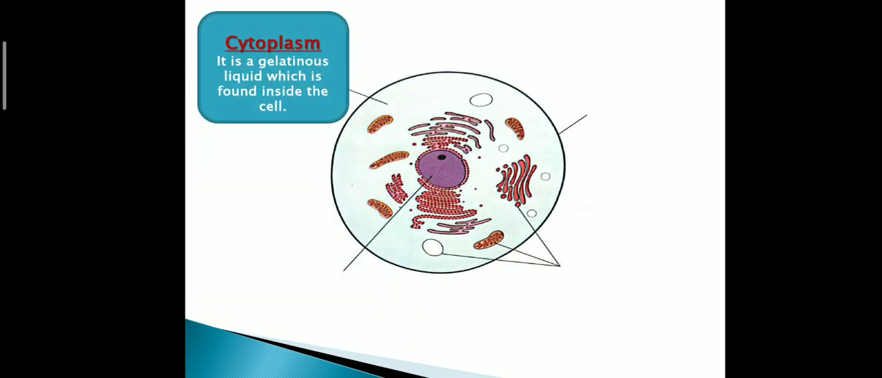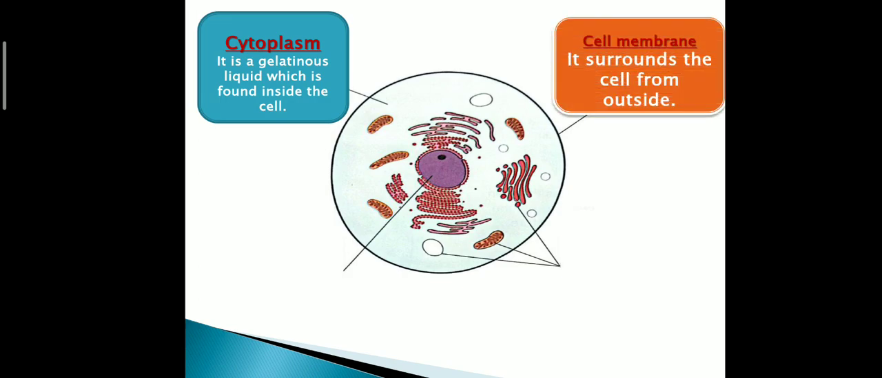Cytoplasm is a gelatinous liquid. Gelatinous liquid means thick liquid found inside the cell. And we will learn the function of cytoplasm. After that, we will talk about the cell membrane. Cell membrane, or we can say plasma membrane.